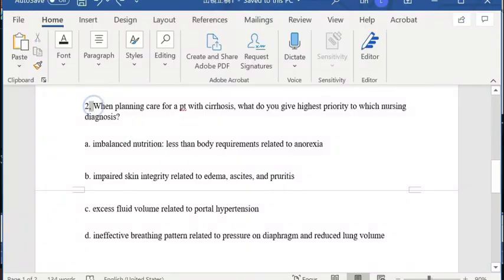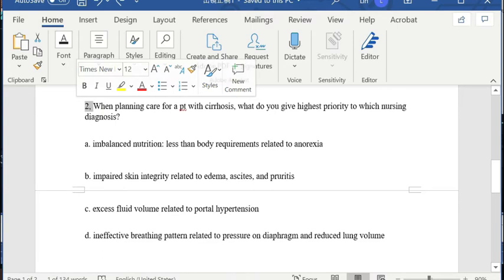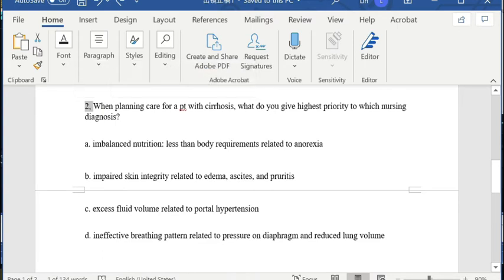See question number two. When planning care for a patient with cirrhosis, which nursing diagnosis do you give highest priority? A. Imbalanced nutrition, less than body requirements related to anorexia. B. Impaired skin integrity related to edema, ascites, and pruritus. C. Excess fluid volume related to portal hypertension. Or D. Ineffective breathing pattern related to pressure on the diaphragm and reduced lung volume.